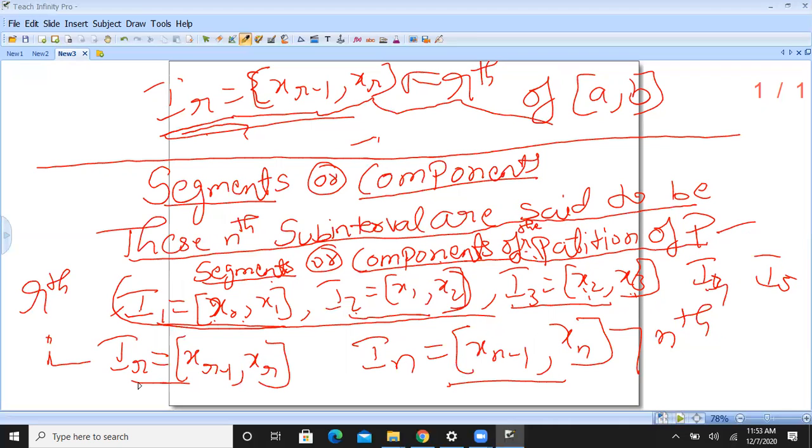As usual, I_r is equal to [x_{r-1}, x_r]. The nth subinterval is [x_{n-1}, x_n]. These are the nth subintervals of the segments and components.